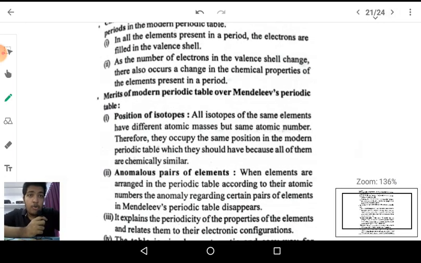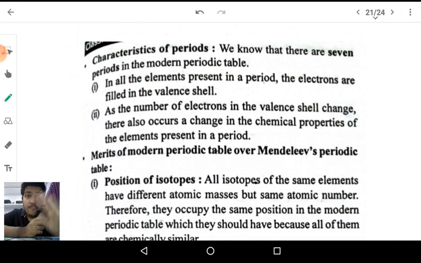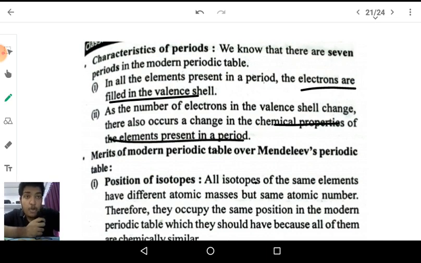Now let us talk about the characteristics of the periods. We know that there are 7 periods in the modern periodic table, and in all the elements present in a period, electrons are filled in the valence shell. As the number of electrons in the valence shell changes, there also occurs a change in the periodic chemical properties of the elements present in a period.